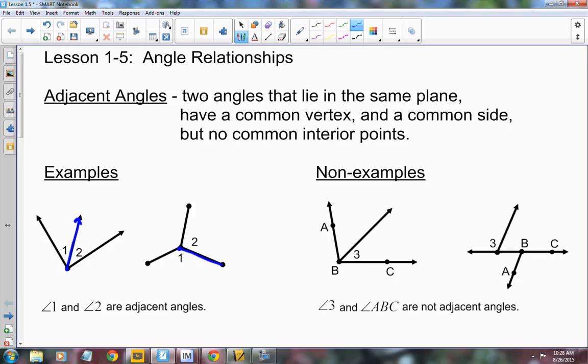Now, these are not neighbors, okay? If we look at this angle ABC, and then we look at this angle 3, they overlap each other, okay? They're not good neighbors. They're getting into each other's business, all right? So, these are not adjacent. These don't even have anything in common. Here, we got this angle 3 here, and we got this angle ABC here. They're not neighbors at all, okay? They're feuding neighbors. They don't even talk, all right? So, these are adjacent angles right here, okay?